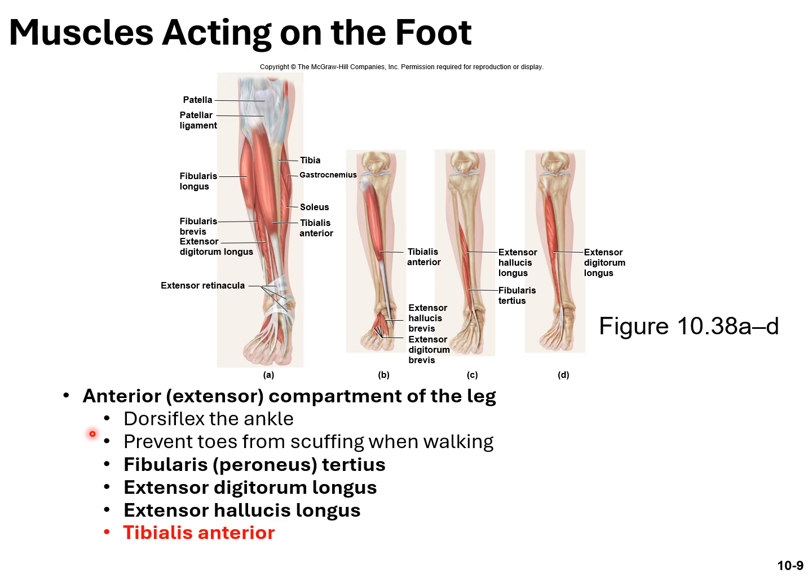So if we break these down into front and then the back, they become a little bit easier to look at. The anterior, or the front, are going to be extensors. The posterior are going to be different. They dorsiflex the ankle and prevent the toe from scuffing when walking. The biggest one, and the one I really want you to memorize, is the tibialis anterior. It's the big one, right on top of the tibia, right there.